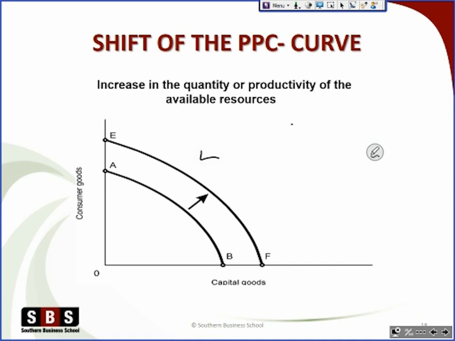And the only thing that can cause that is an increase in the productivity of all the available resources. So you can increase the amount from A to F in consumer goods and from B to F in capital goods. So there's a swivel that you can get, or you can get an outward shift of the curve. That's the difference there.